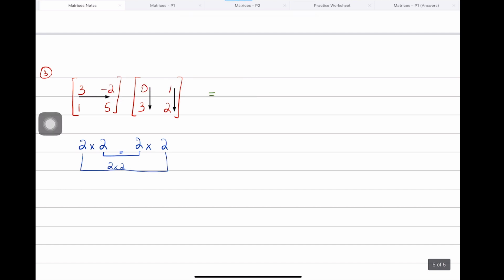Now I'll write down the values that I'm multiplying. So 3 gets multiplied by 0, so 3 times 0, plus minus 2 gets multiplied by 3. Why? Because minus 2 is the second element of the first row, and 3 is the second element of the first column. So minus 2 times 3. You can make a bracket around these values if you want. The first row has now been multiplied by the first column, so I've written the result in the first row and the first column.